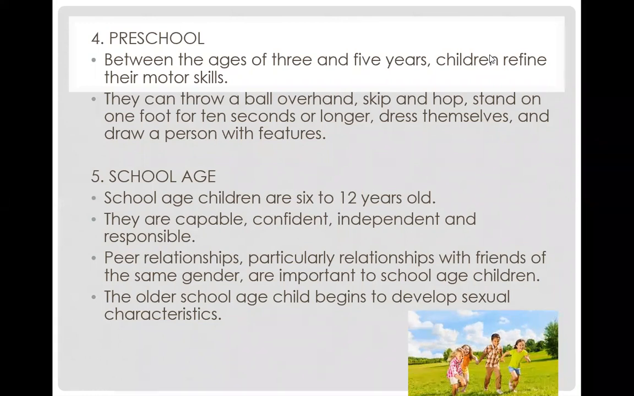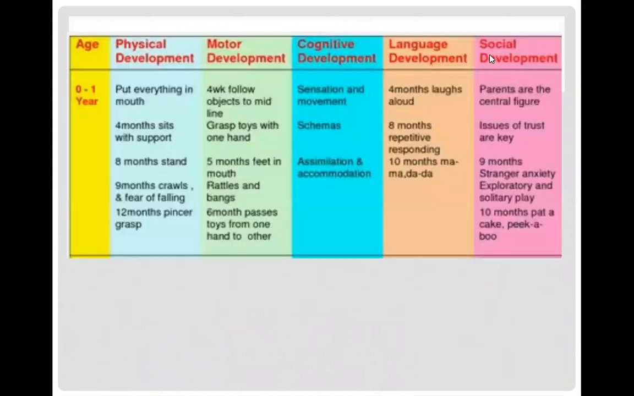They form peer relationships with especially friends of the same gender. And the older school age child begins to develop sexual characteristics. When they come to age 11 or 12, we say that they are reaching adolescence. It is during this period that they show some signs of sexual development.